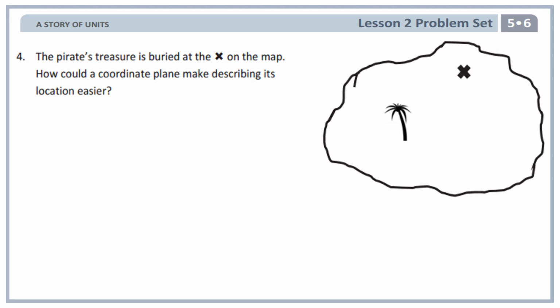Number 4. The pirate's treasure is buried at the X on the map. Here's the X. How could a coordinate plane make describing its location easier? I'm going to give you a few seconds to think about this question, but before I give you those seconds, let me give you some ideas here. Think about what exactly ordered pairs, the x's and the y's, are doing and what they're helping us find in a coordinate plane.